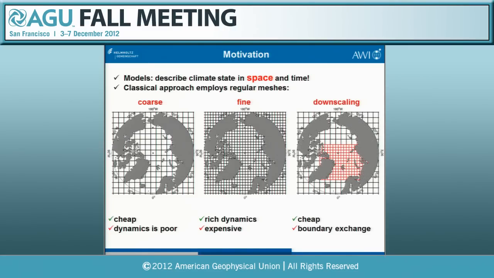Therefore, another way to proceed is to use a coarse global model and downscale the region of interest. This means that two models are running in parallel, coarse global and fine regional, and both exchange fluxes across the common boundaries. This is a computationally cheap approach, but boundaries also need to be somehow treated. Overall, all the approaches have their pros and cons, and that's why we follow an alternative one and use a model which is based on unstructured meshes and allows for variable resolution.